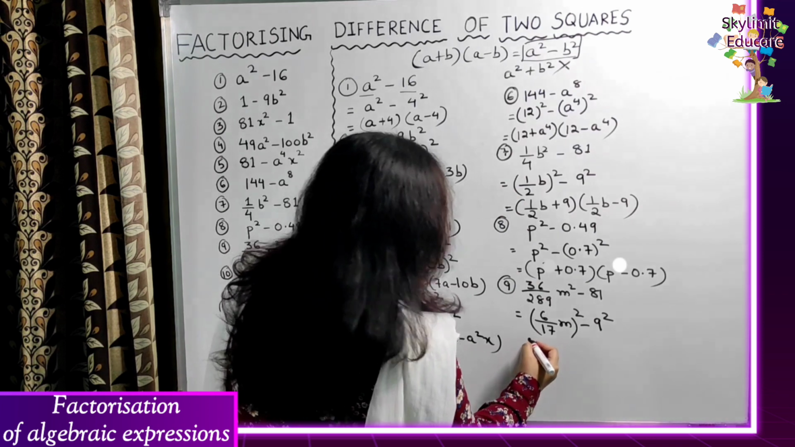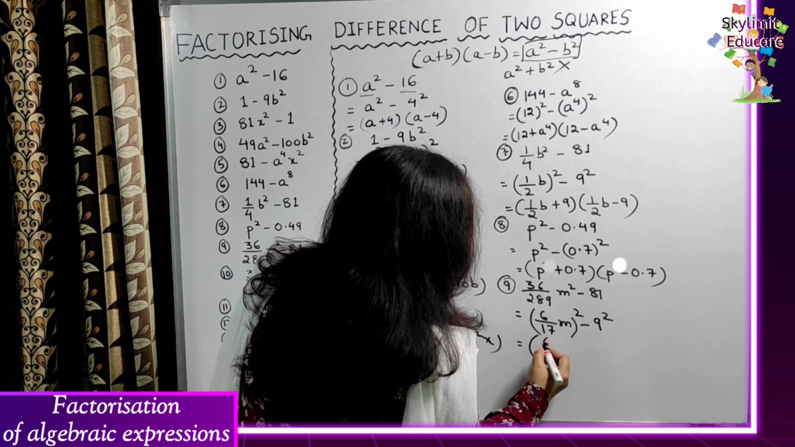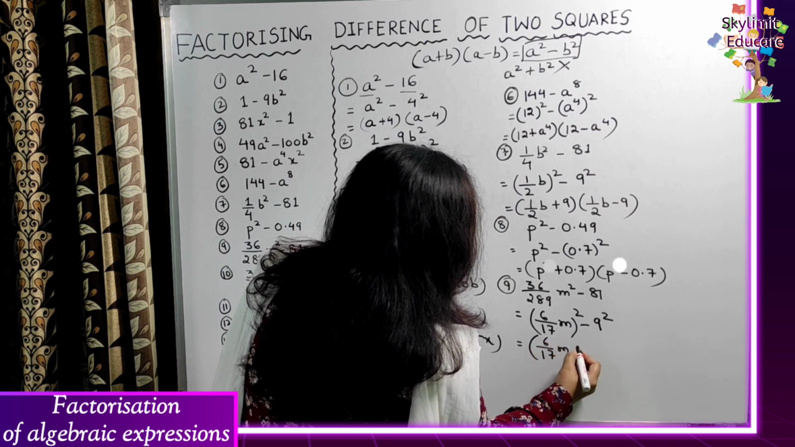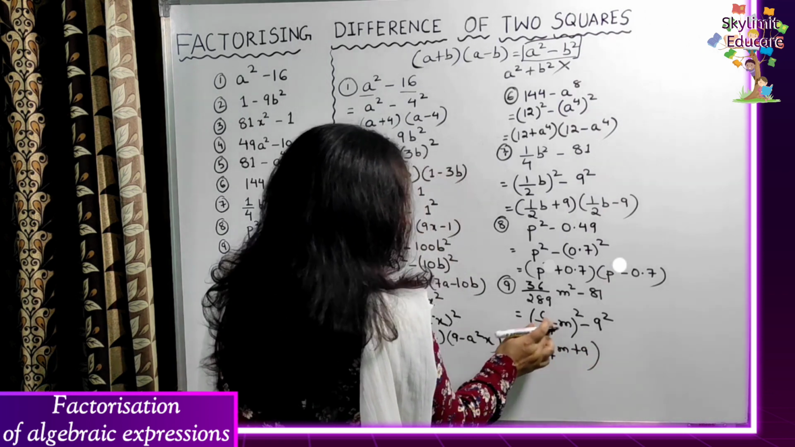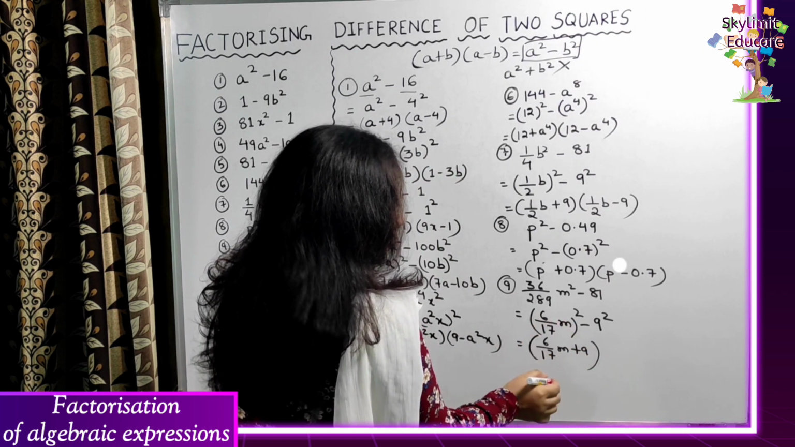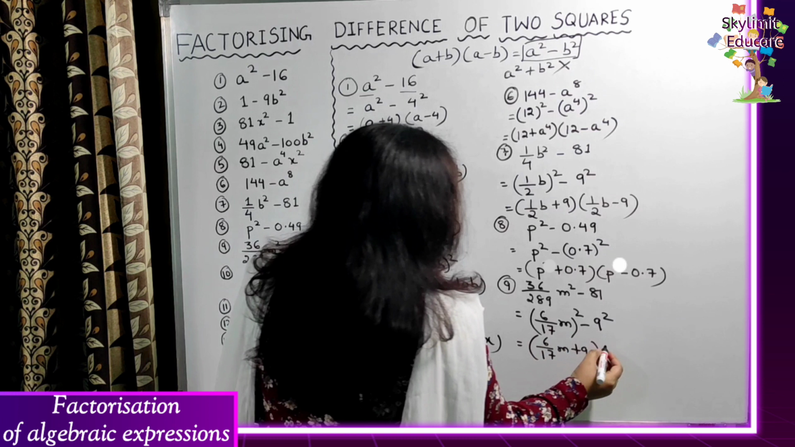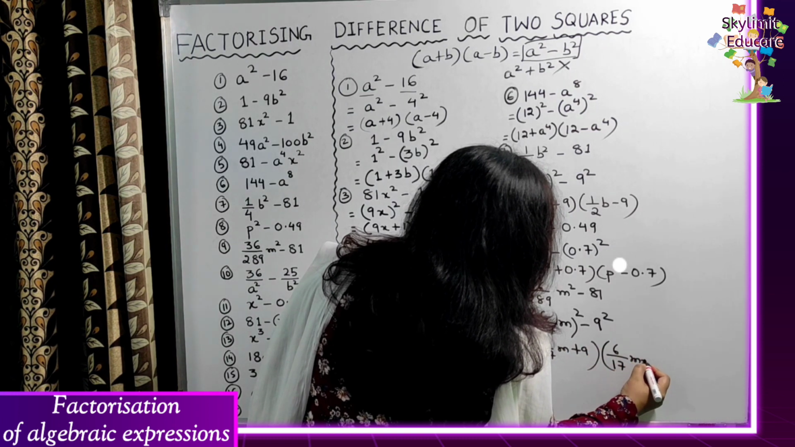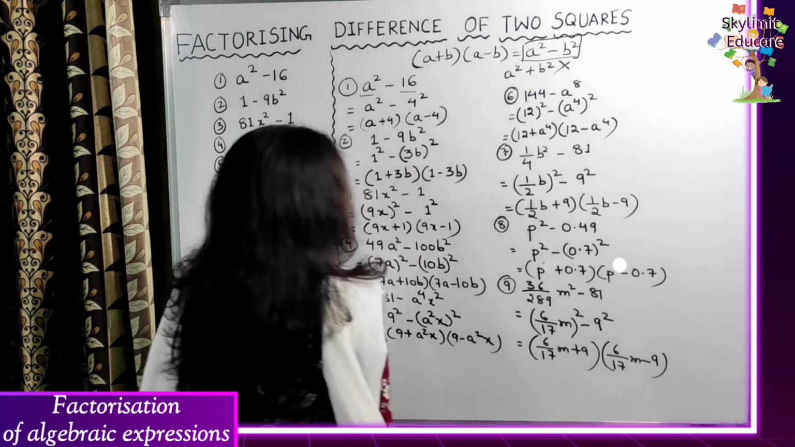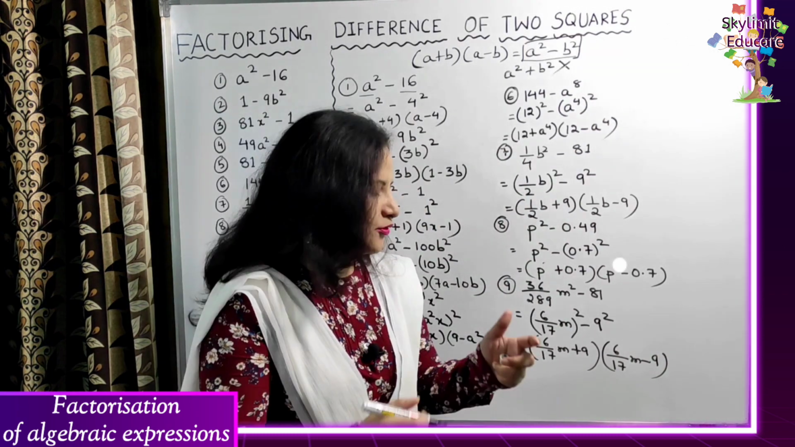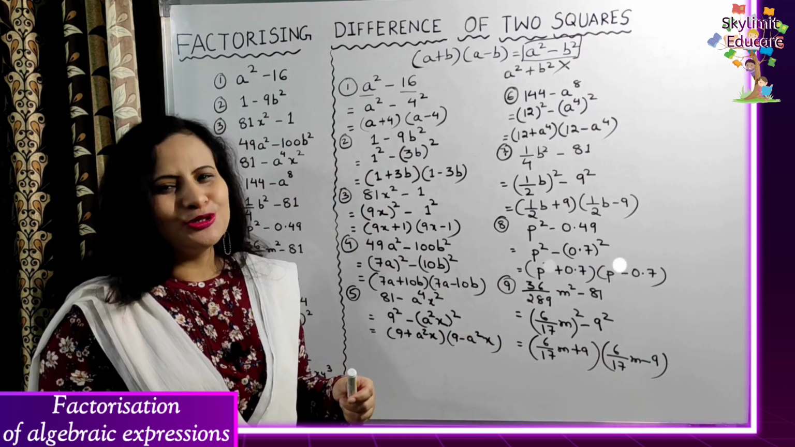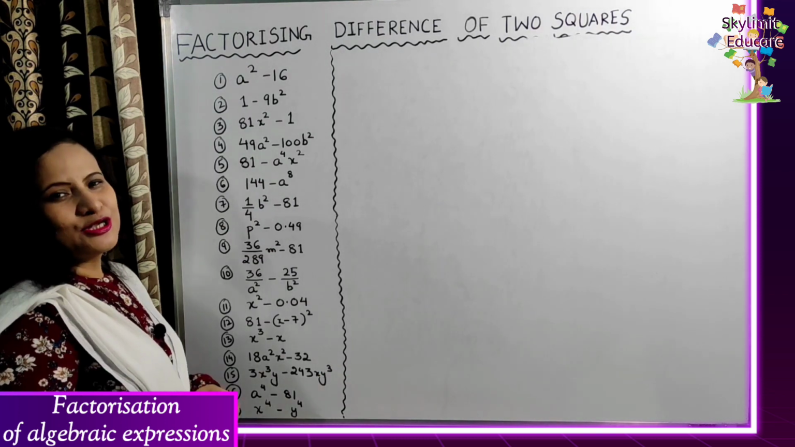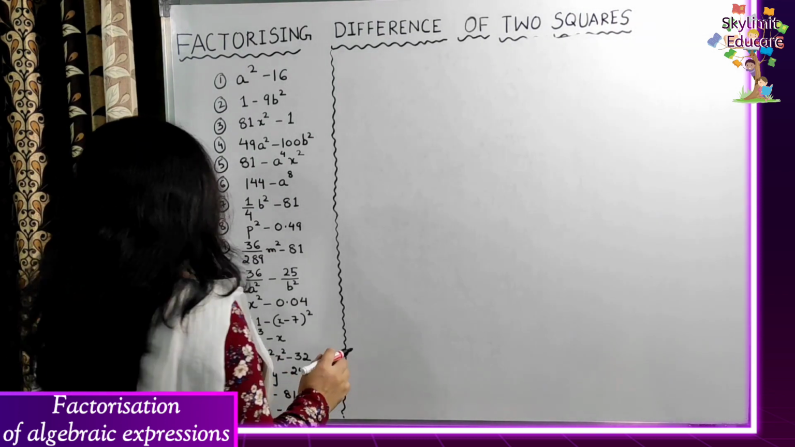So you got here 6 by 17 m plus 9. This as a whole is a. So 6 by 17 m plus 9 multiplied by 6 by 17 m minus 9. So this way you can successfully factorize the difference of two squares. So now let's come to question number 10.